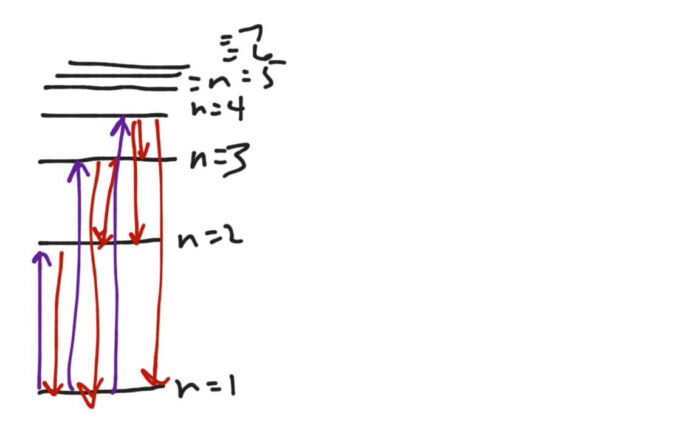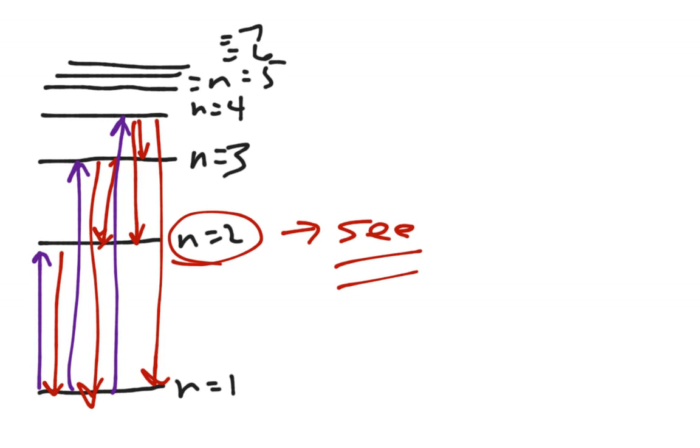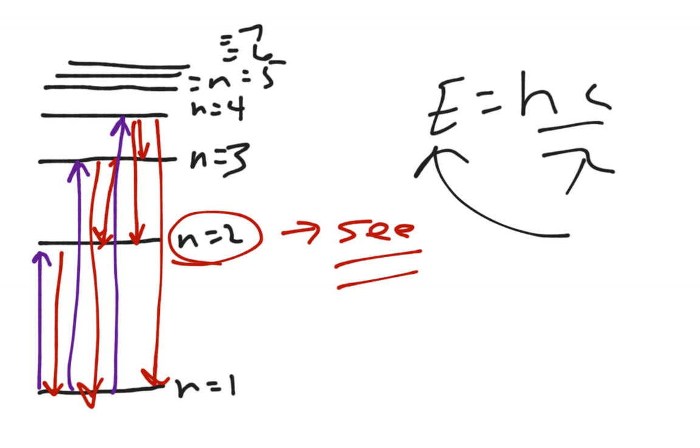Anytime that it falls back to n equals 2 is when we see it. Okay, the energy that it is giving off is the energy that our eyes can detect. And so we'll see some color associated with it. That's why the fire burned red, or the fire burned purple, or white, or whatever color it was burning at the time. We can use the equations that we've already looked at, E equals hc over lambda, to calculate what that energy is from the color that we saw.